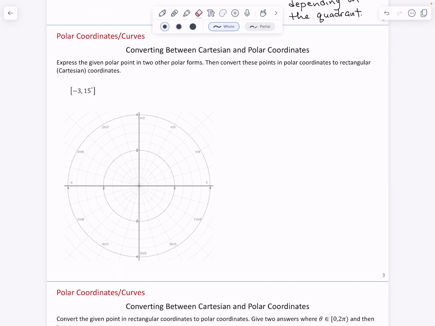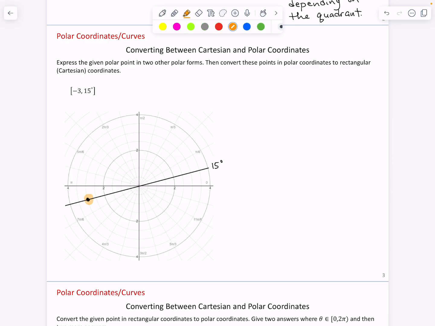Express the given polar point in two other polar forms. Then convert these points in polar coordinates to rectangular or Cartesian coordinates. So let's rotate an angle of 15 degrees. Pi over 6 is 30 degrees. So this ray right here is our 15 degree ray. And then we have a negative r value, placing our point 3 units away from the origin, but in the opposite direction of 15 degrees.